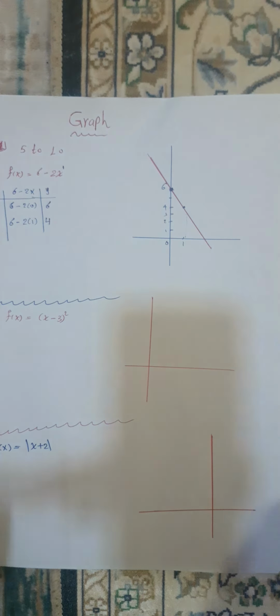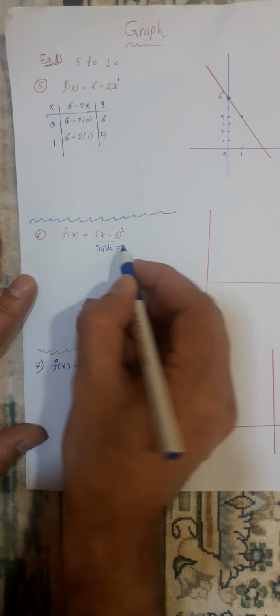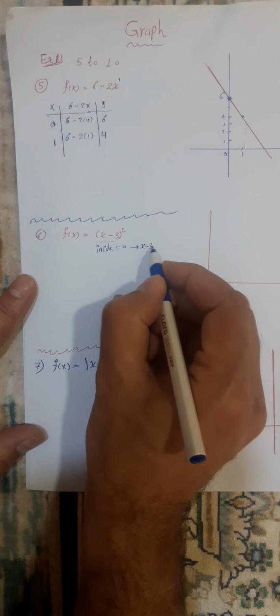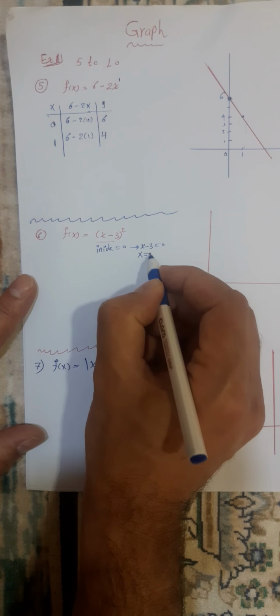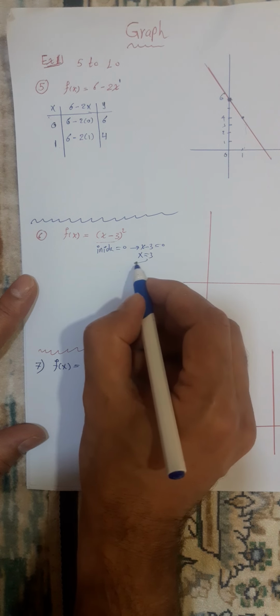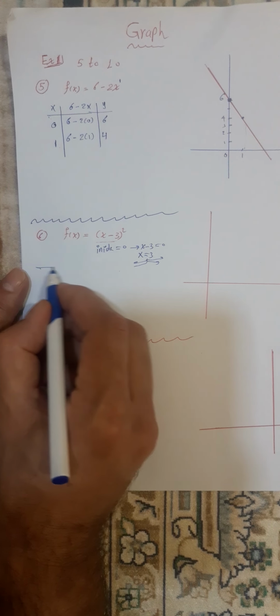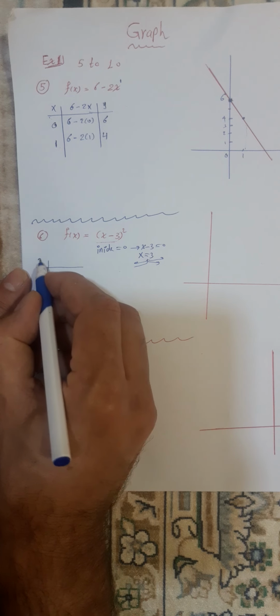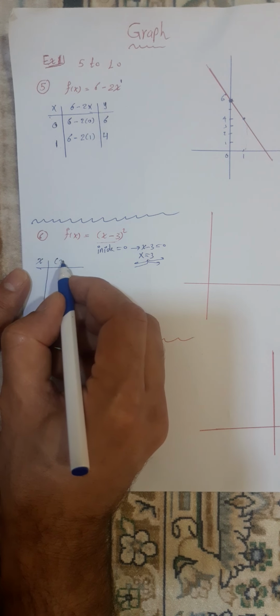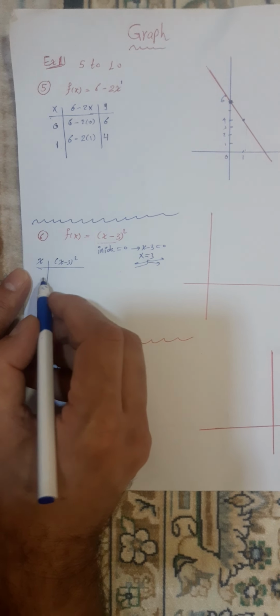Number 2, about sketching the graph of the quadratic function, a quadratic equation like this. For the quadratic, set the inside equal to 0, which means x minus 3 equal to 0, then x equal to 3. Take 2 points smaller than 3 and 2 points bigger than 3. So x and (x minus 3) power 2.